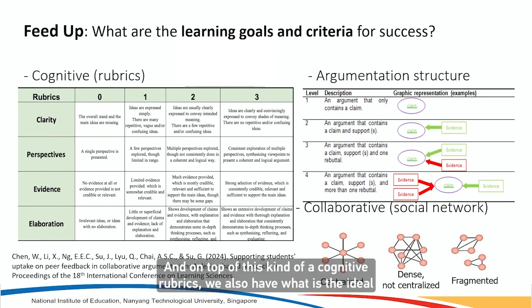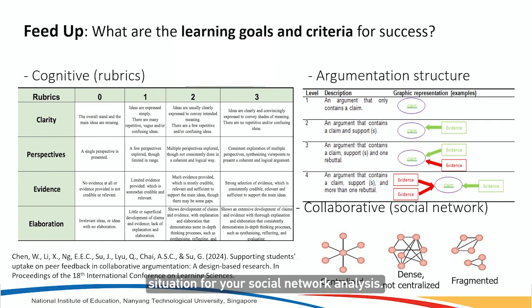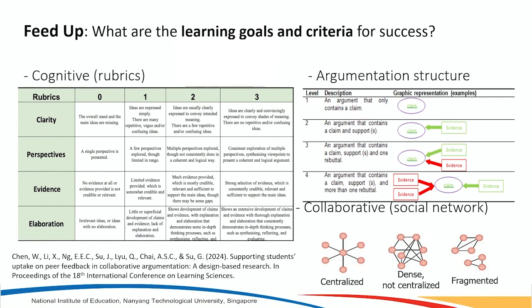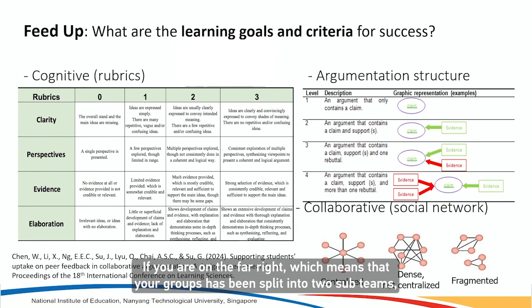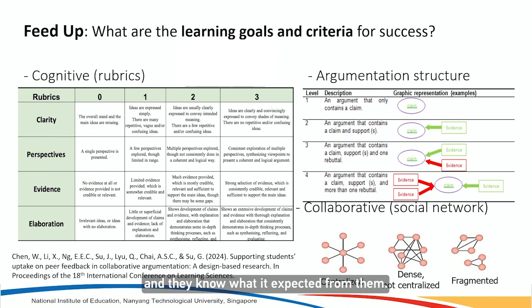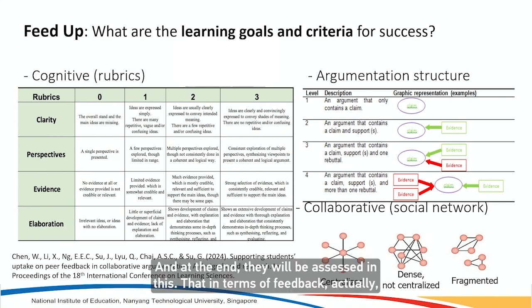And on top of this kind of cognitive rubric, we also have what is the ideal situation for your social network analysis. If your social network analysis is on the left, which means you have one person dominating the whole discussion. If you are on the far right, which means your group has been split into two sub-teams, you are not working with each other. So the one in the middle usually is more desired. So once the students get this kind of feed up, they know what they need to do and they know what is expected from them. And at the end, they will be assessed on this.